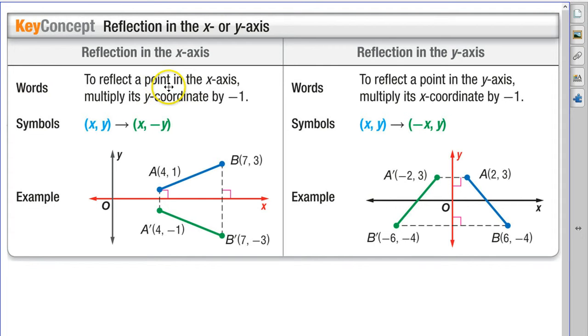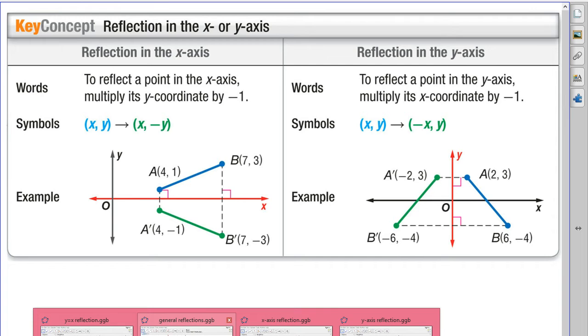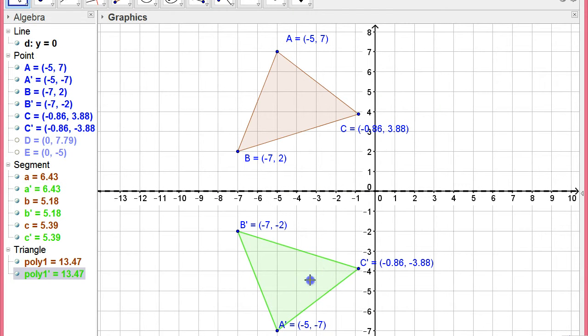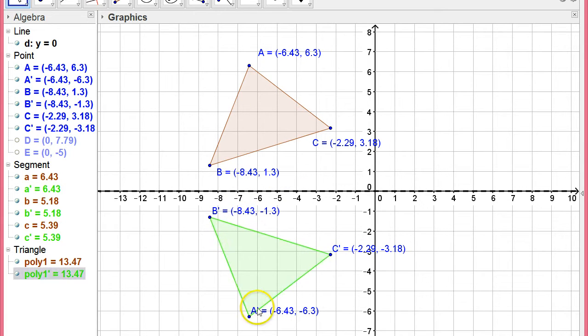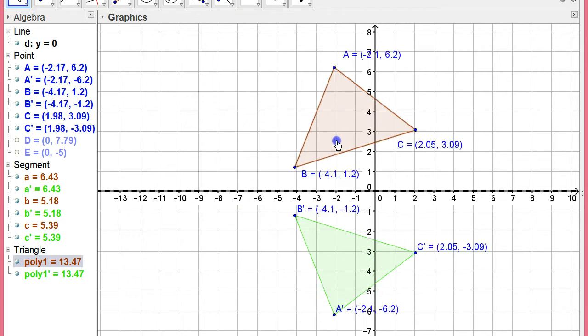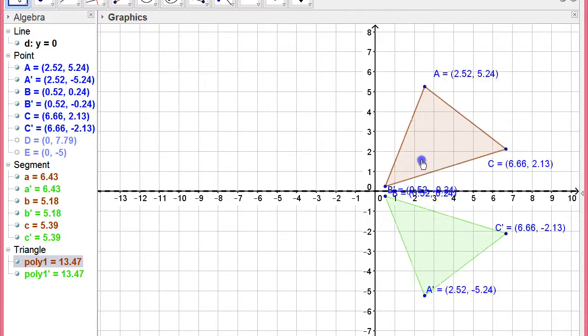Okay, so here's the x-axis reflection. The formula for this is you take the points x, y, and you just multiply the y coordinate by -1, or really you do the opposite of it. And here's, again, a little computer program for that, x-axis reflection. Here's the original triangle. I can move it around, but notice every single time the x's stay the exact same. -8.43, -8.43. -6.43, -6.43, -2.29, -2.29. What changes are the y values. Okay? And as I move those along, again, the y values are what change, and they're opposites.